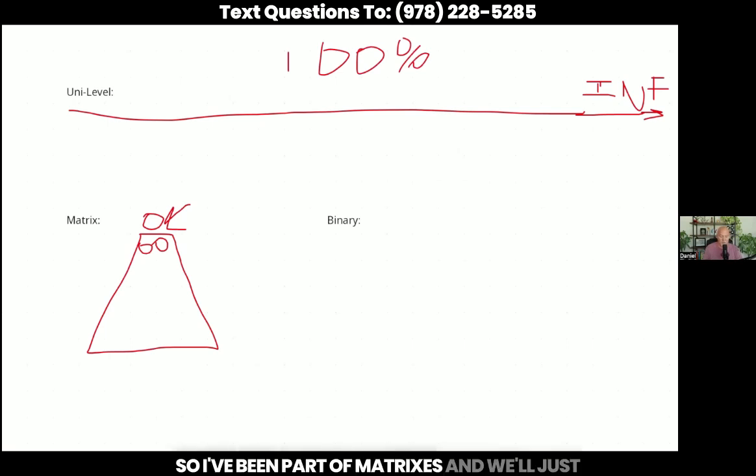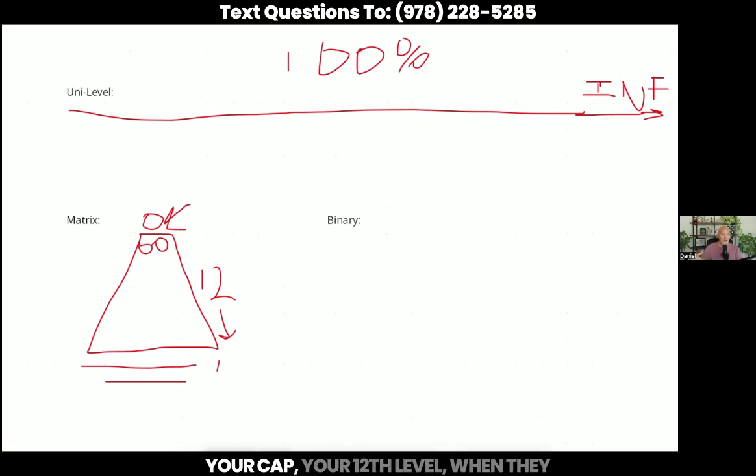So I've been part of matrices, and we'll say hypothetically that this is a 12 level matrix, goes down 12 levels deep. And then down here you would have your 13th, 14th level, whatever. I've been part of matrices where, if you have people building down beyond your cap, your 12th level, when they renew every single month, you don't get paid on them. As an example, I had about 2,000 people in a previous matrix, and I had several of them beyond the 13th, 14th, 15th, 16th level that I was not getting paid on every single month because they had gone beyond my matrix.